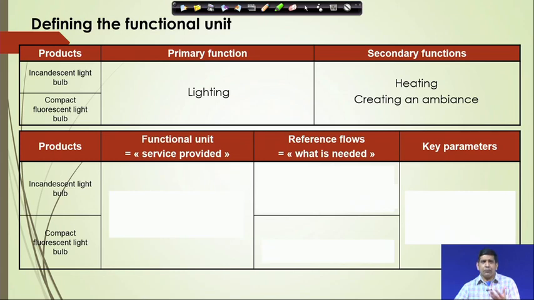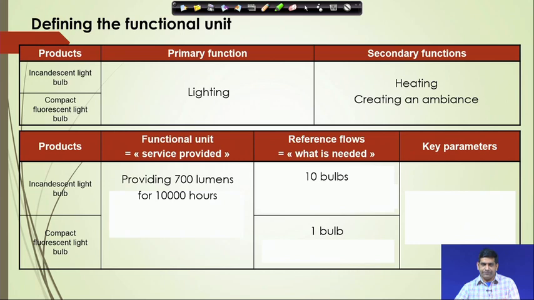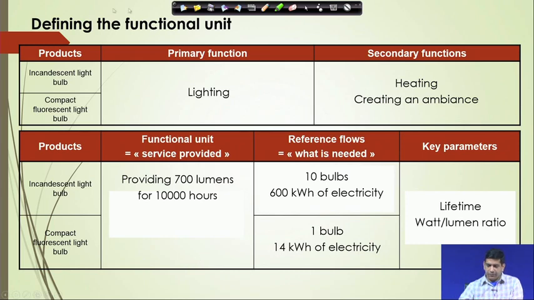Now, as I said, we have to choose a functional unit. So, let us take 700 lumens for 10,000 hours. Why we have taken this number will be clear in a minute, because if you take 700 lumens for 10,000 hours, it gives you 10 bulbs of incandescent light, and it gives you 1 bulb of CFL. So, it becomes much easier to work with those numbers, 1 and 10. What functional unit you will choose, it all depends on you.